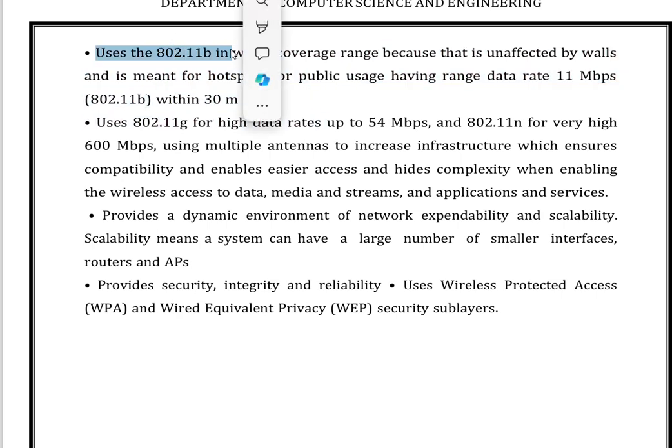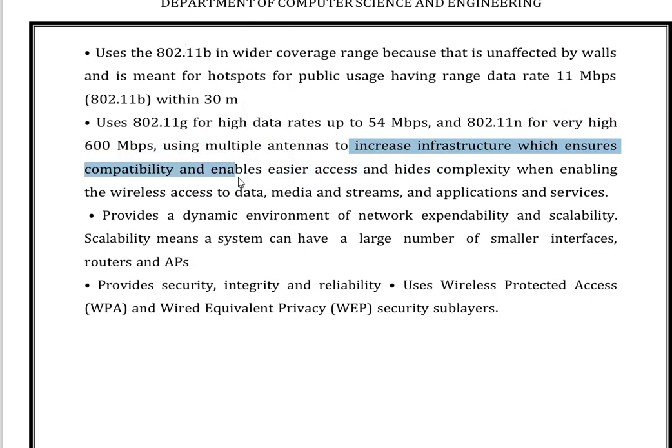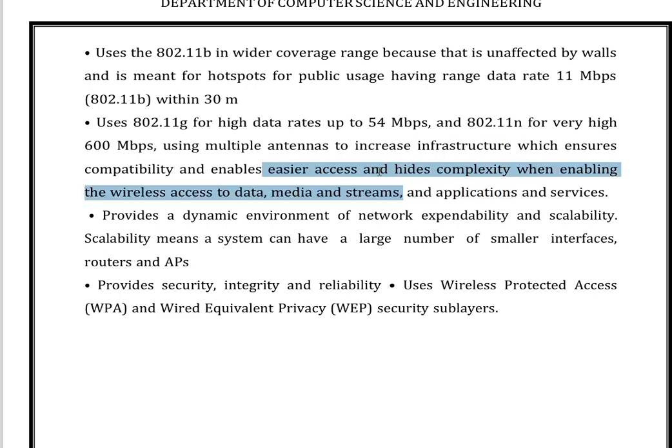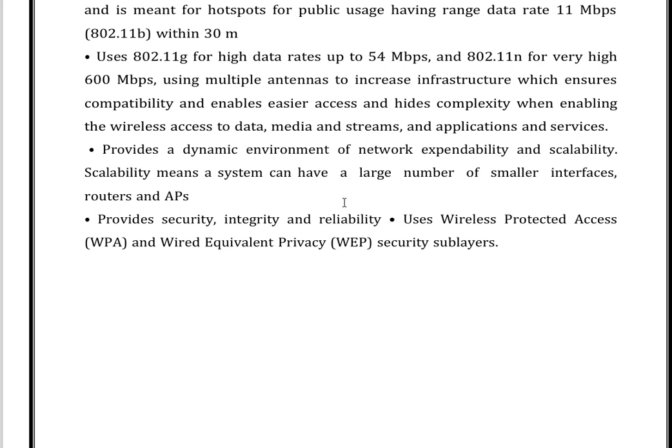It uses 802.11b, with a wider coverage range because it is unaffected by walls, and is meant for public usage, having a data rate of 11 Mbps. 802.11g gives high data rates up to 54 Mbps, and 802.11n gives very high rates up to 600 Mbps using multiple antennas. It increases infrastructure, ensures compatibility, enables easier access, and reduces complexity when enabling wireless access to data.